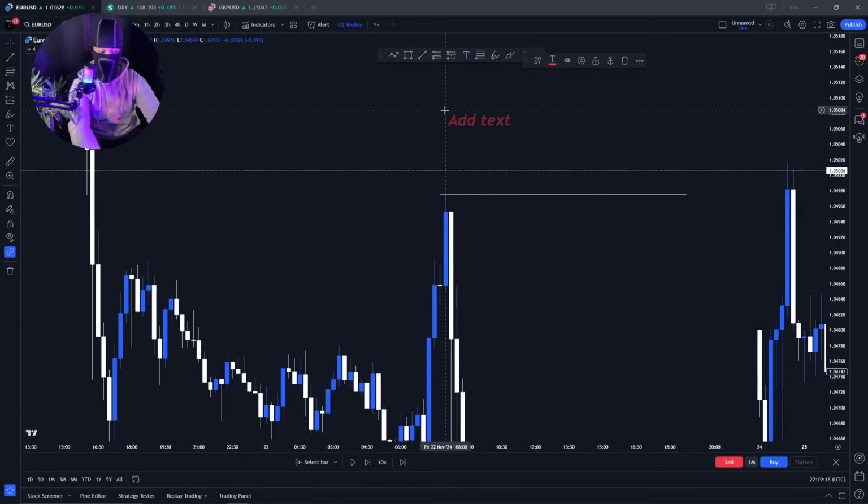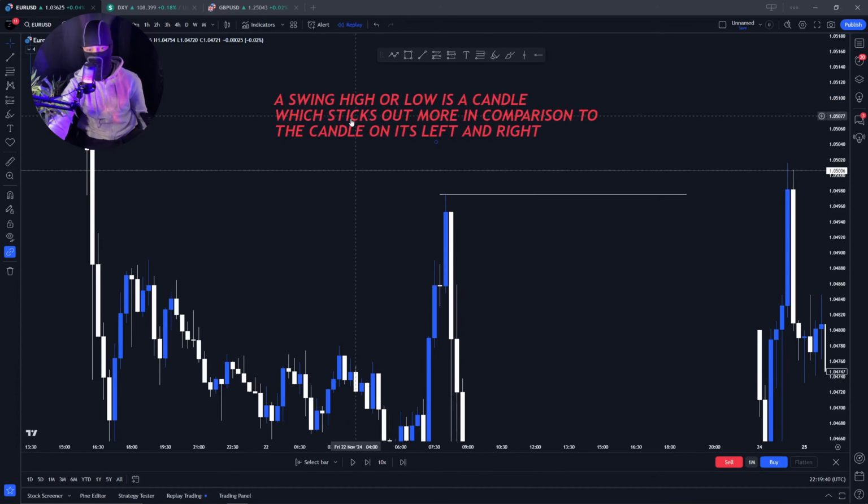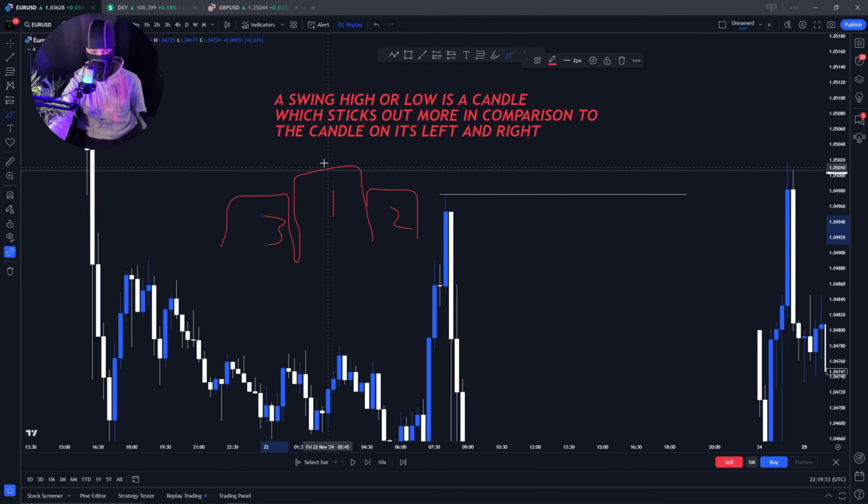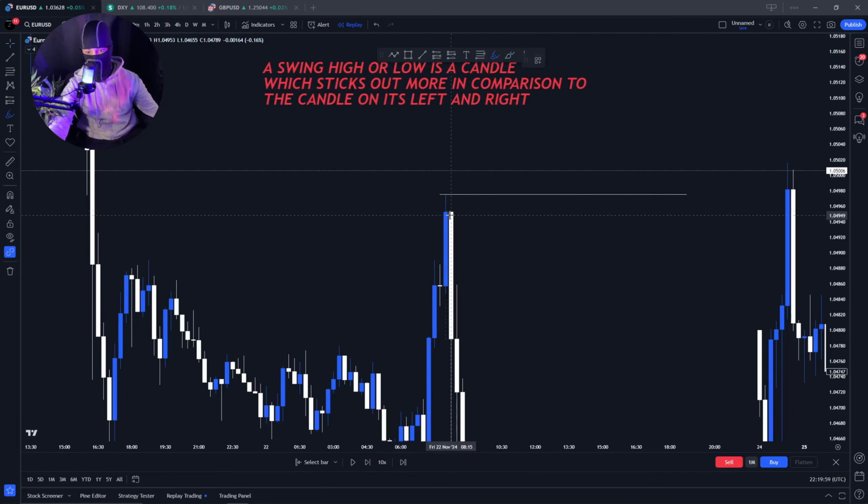Because the rule for a swing high or swing low is a candle which sticks out more in comparison to the candle on its left and right. Think of Formula 1 or go-karting, those little stands where the first person stands here, second person stands there, third person stands there. Number 1 is your swing high. As you can see, this candle points out more in comparison to the candle on its left. The candle on the left is all the way down here, and the candle on the right. So this is our swing high.